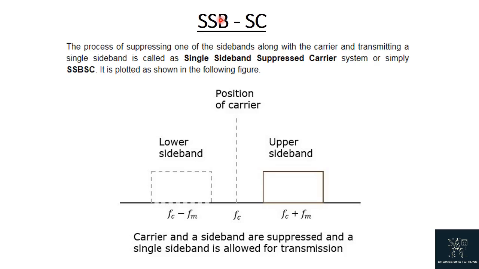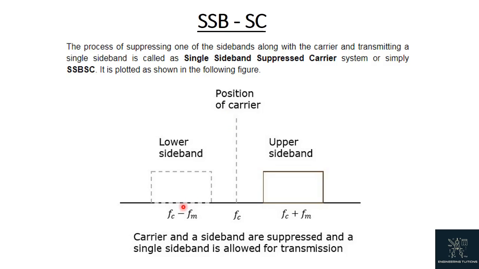The DSB-SC modulated signal has two sidebands. Since the two sidebands carry the same information, there is no need to transmit both sidebands. We can eliminate one sideband. The process of suppressing one of the sidebands along with the carrier and transmitting a single sideband is called single sideband suppressed carrier system, or simply SSB-SC.